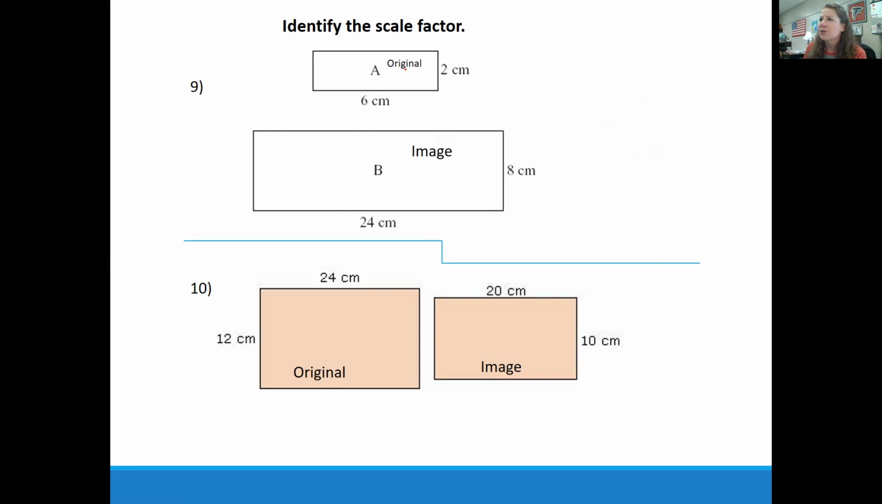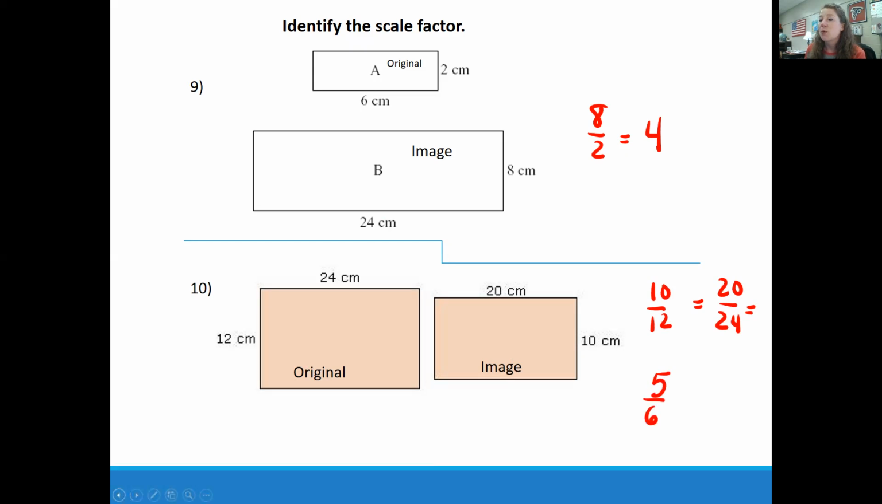All right, here's our original. It's small. The image is large, which means our scale factor must be greater than 1. So we're going to put image over original, and we get 4. We could have also put 24 over 6. All right, our original is large, our image is smaller, so our scale factor must be less than 1. So we can put 10 over 12 or 20 over 24. And if we simplify either of those, we get 5 over 6.